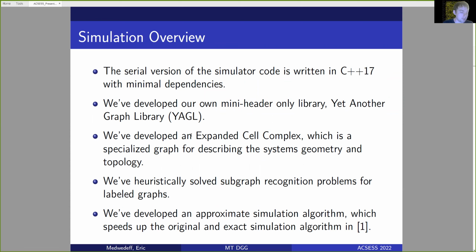grammar simulator in C++17 with minimal dependencies, which makes it portable and accessible. We've even developed our own mini dynamic graph library, yet another graph library, also called YAGL, and this allows us to create and rewrite dynamic graphs in our algorithm. We've also developed an expanded cell complex, which is a specialized graph for describing the system's geometry and topology. We use the expanded cell complex to help leverage spatial information to accelerate our algorithm.